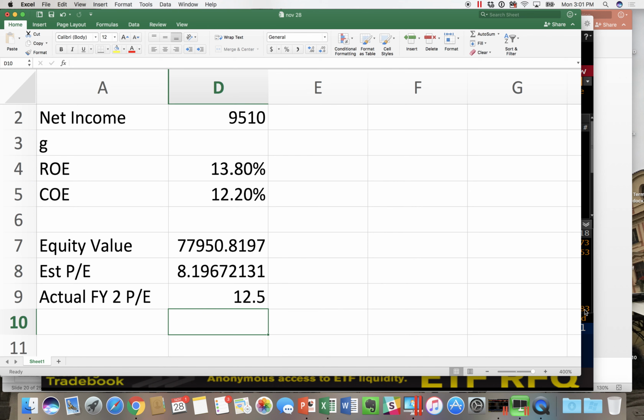So are they expected to grow? Yes. And so the key here is, here's what I know about TD Bank. They're expected to grow, and they're expected to have a positive spread. That's what the current price to book or price to earnings multiple tells me against what the estimate is.